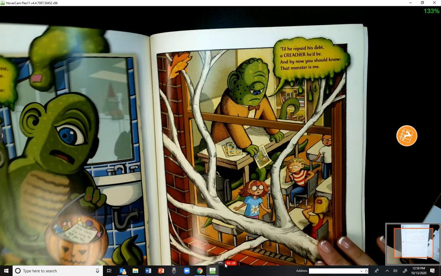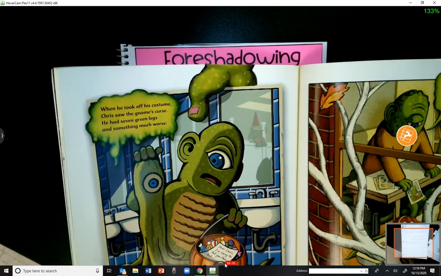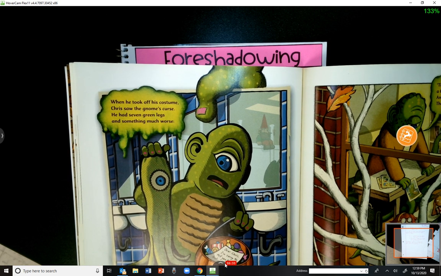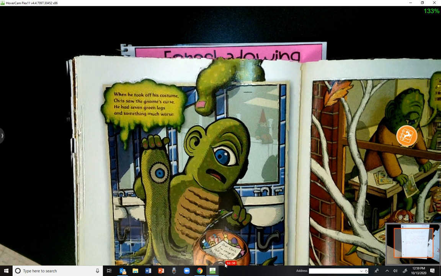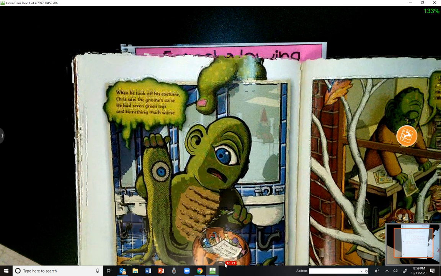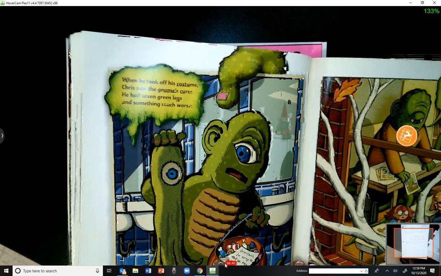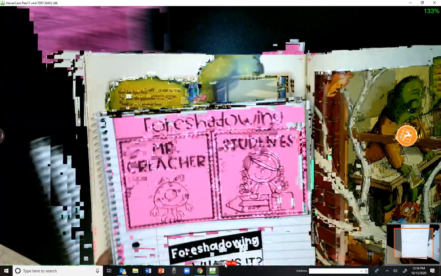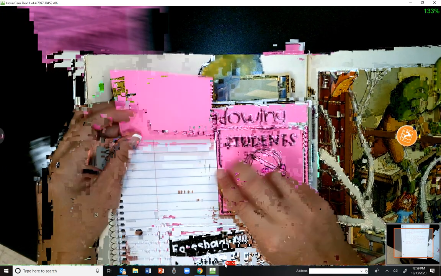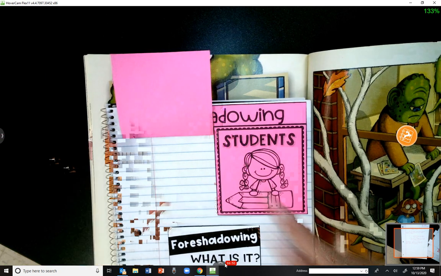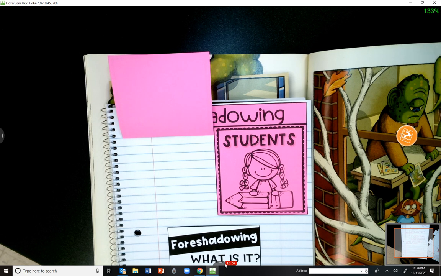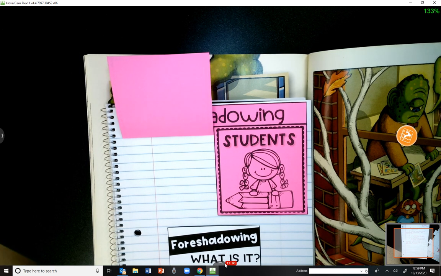And then we got here and we said, when he took off his costume, Chris saw the gnome's curse. He had 7 green legs and something much worse. A note explained how for the rest of his days he'd teach other children about wicked ways. Okay? So based off of these 2 pages, what was the author foreshadowing about Mr. Creature? He was foreshadowing that what? Chris was actually bad, and it was him, right? Yeah. Okay.